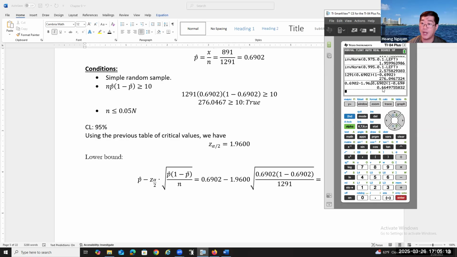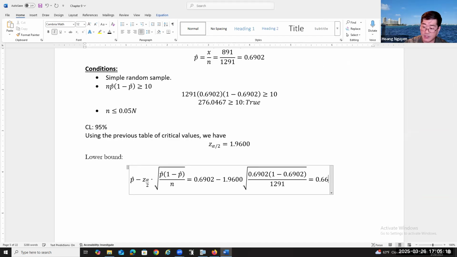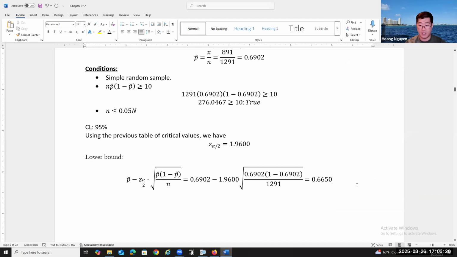If I round it to 4 decimal places, 0.6650. Okay. So 0.6650, that's the answer for the lower bound. Are we good?